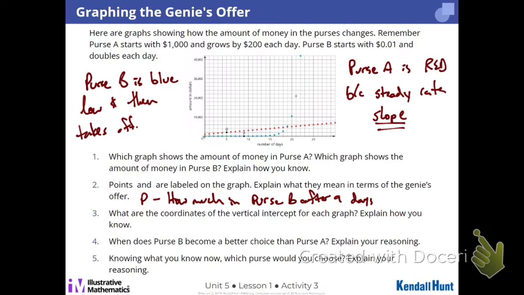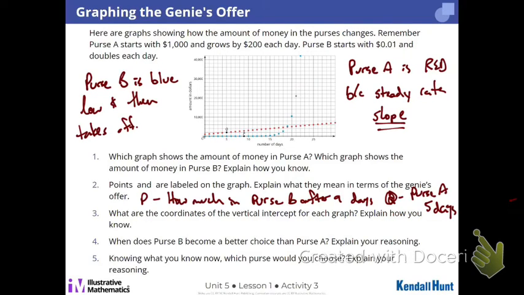And then what about the Q? Who can tell me what that would be? The Q would tell me what? Troy? Q is... Which bag? Purse B. How many days? 5 days, right? Okay. I'd agree with that.